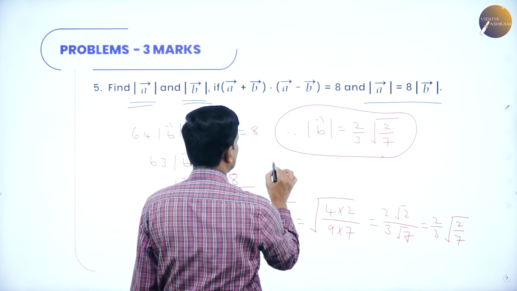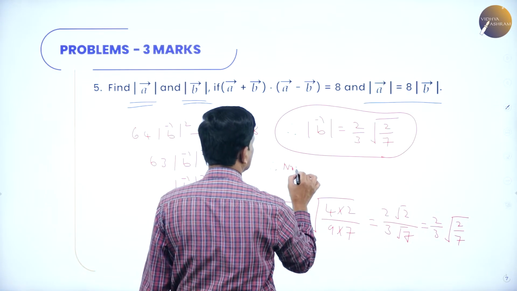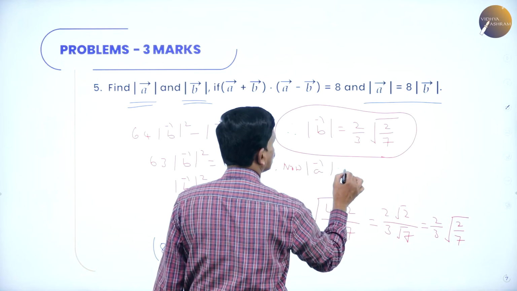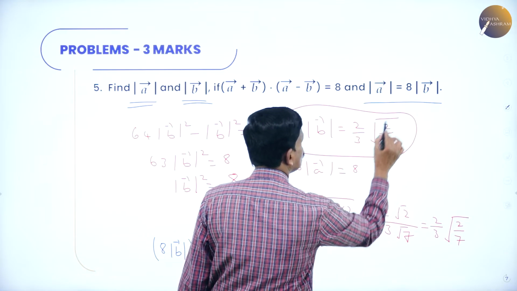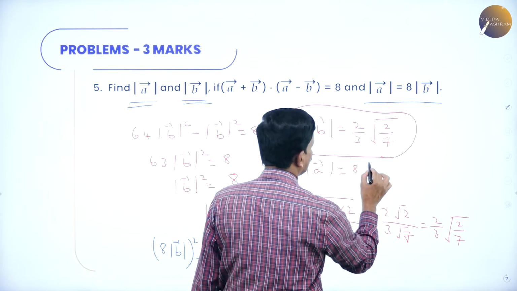Now what is vector A? Now therefore the length of vector A is equal to 8 into length of vector B. What is length of vector B?